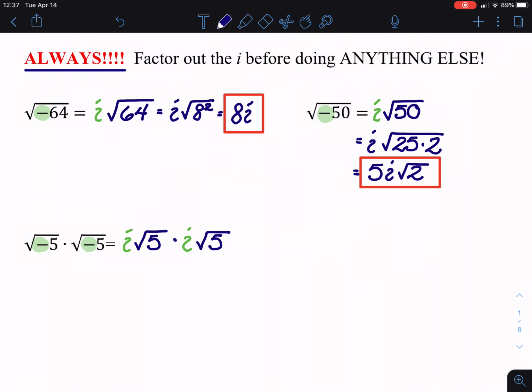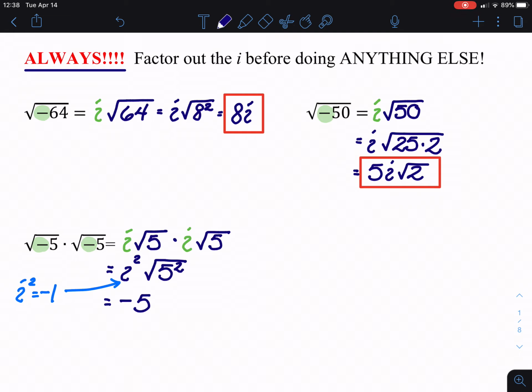So remember, things outside the radical get multiplied together. So i times i is i squared. And then things under the radical get multiplied together, so this would be times the square root of 5 times 5. I'll just write it as 5 squared. Remember that i squared is equal to negative 1. So I can replace the i squared with a negative, and then the square root of 5 squared, those undo each other, and I get negative 5 as my answer.